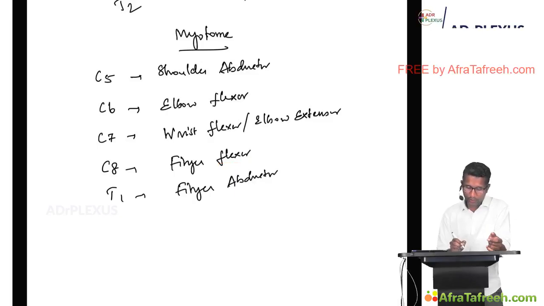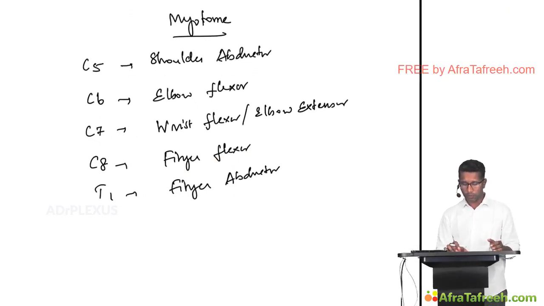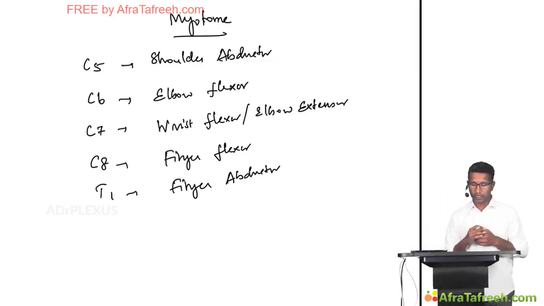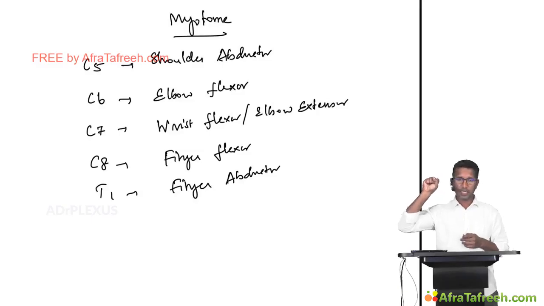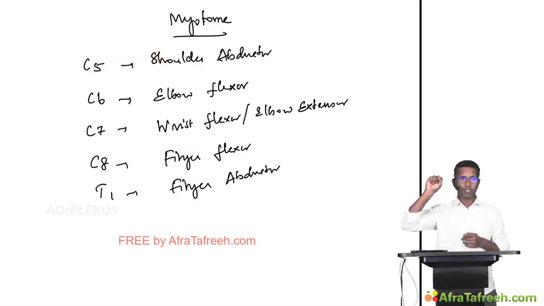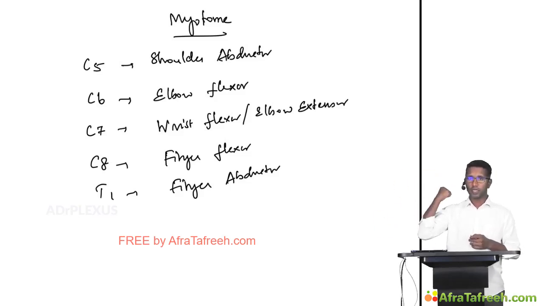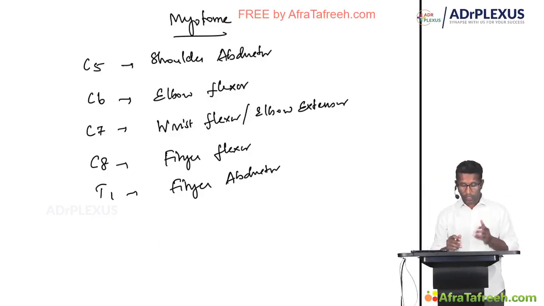Okay, what do you mean by all this? Myotome means a muscle or a group of muscles which is supplied by a single spinal segment. For example, if I am able to flex my fingers, it means my C8 root is working well. If I am able to fan out my fingers, which is finger abduction, my T1 root is working well. If I can flex my elbow, my C6 root is working well. So all these are myotomes of the upper limb.